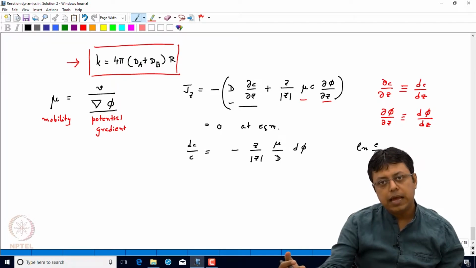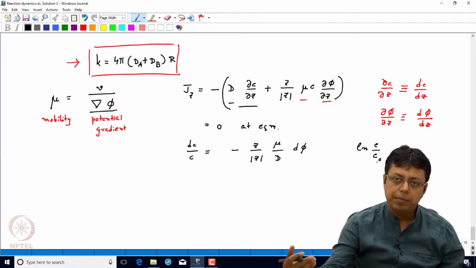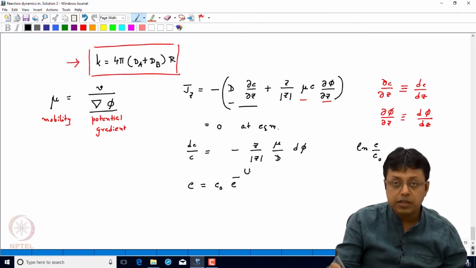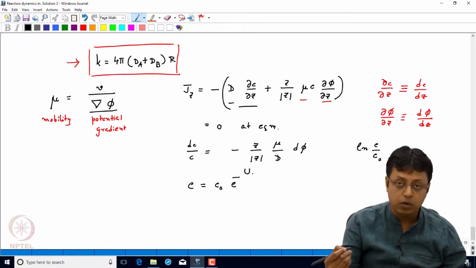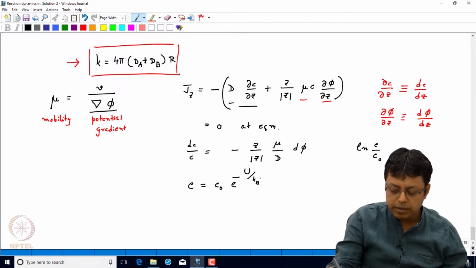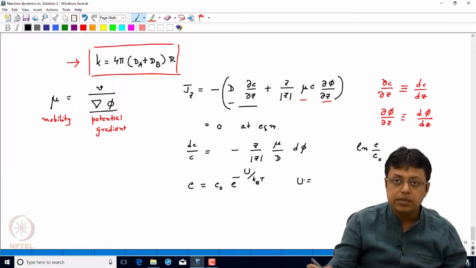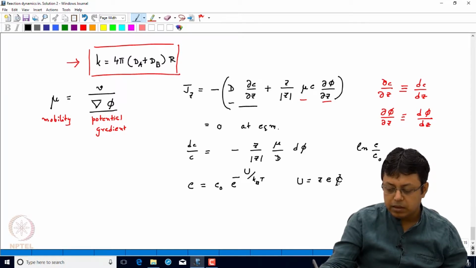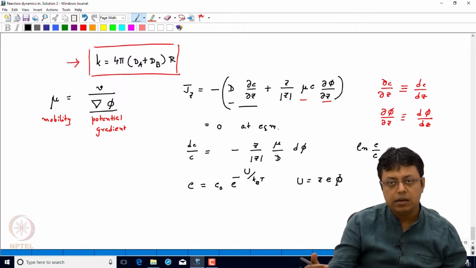And let us assume that this concentration has a dependence which is something like a Boltzmann type, in the sense that C is something like C0 into e to the power minus some potential energy U, which we do not know at this moment, divided by kBT. Now what is U? U is the electrostatic potential energy, and by definition U is nothing but Z times e, where e is the fundamental charge, into phi, where phi is basically the electrostatic potential.